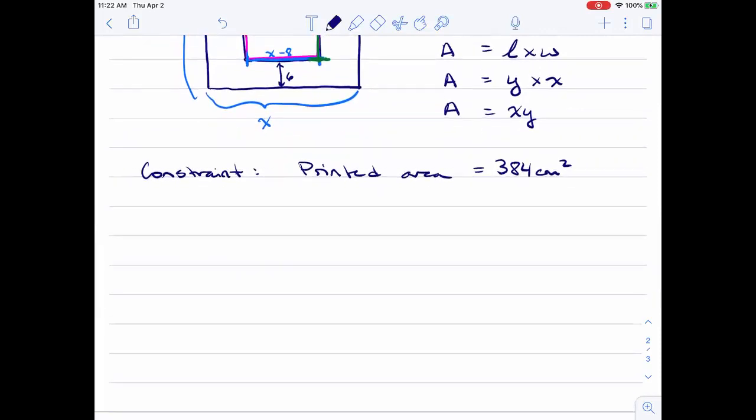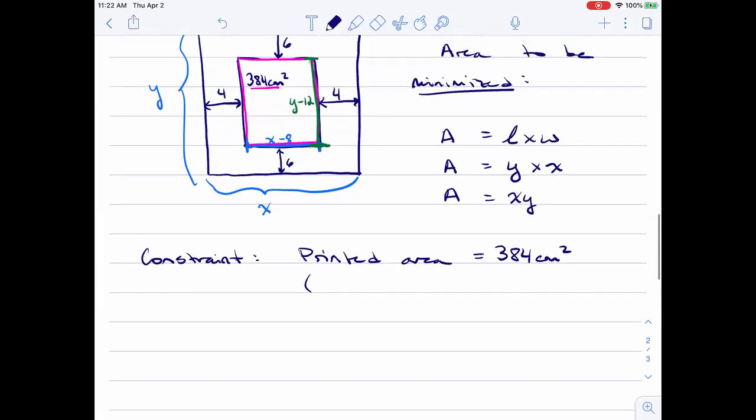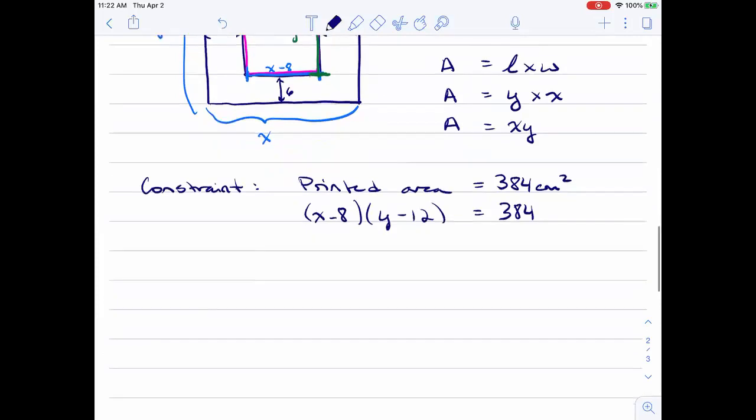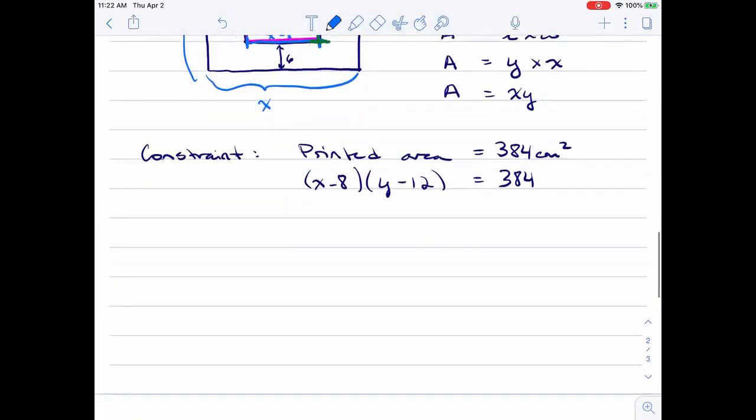Which means that, I'll start with the x's because it just sounds better. X minus 8, and it's what I have in my notes, otherwise I'll get confused. X minus 8 times y minus 12 must be 384. I'm ditching units just to make it easier. From the context, we'll know that the area must be centimeters squared, and the lengths must be in centimeters then.